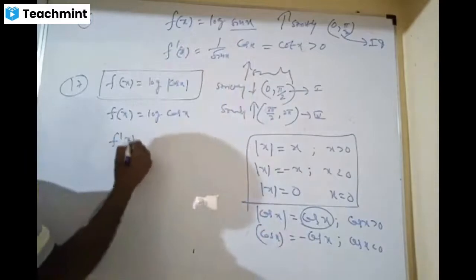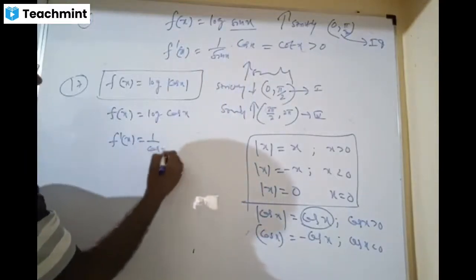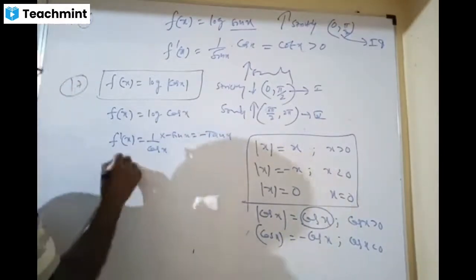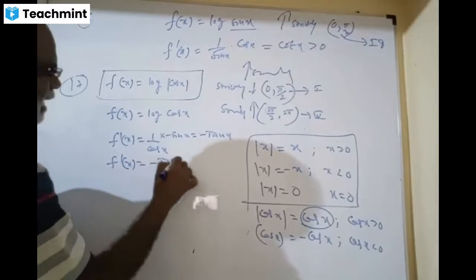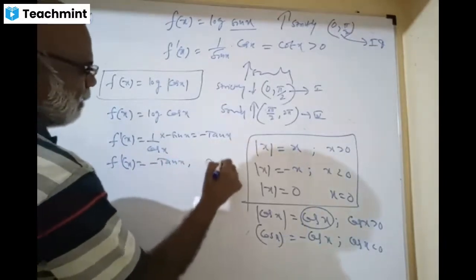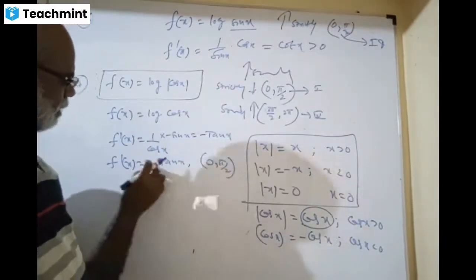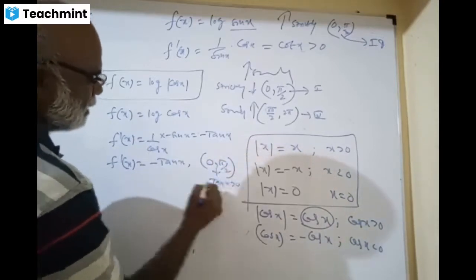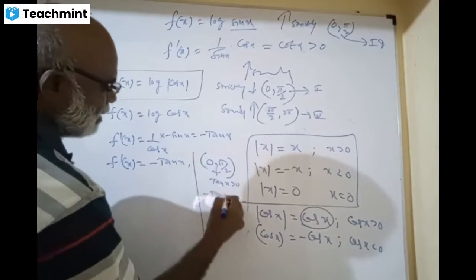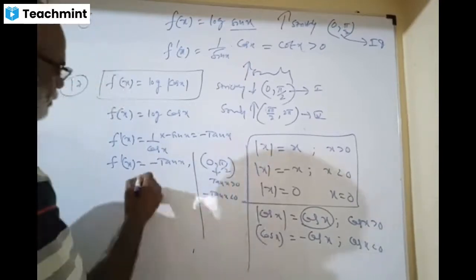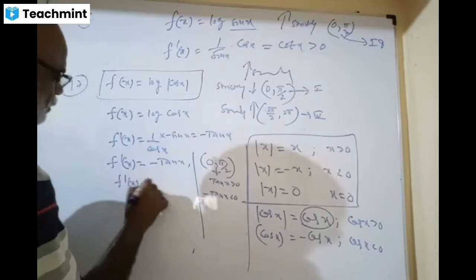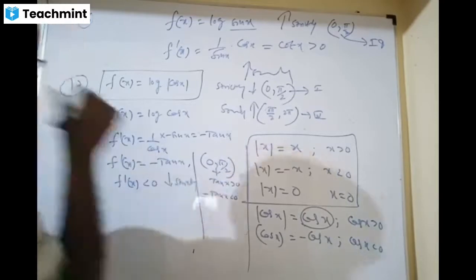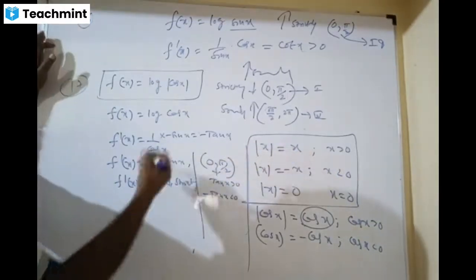F dash x equals 1 by cos x into minus sin x. That's called minus tan x. So f dash x equals minus tan x. On 0 to pi by 2, tan x is positive, but minus tan x is negative. Do you agree? Yes, sir. So it is strictly decreasing. Correct? Yes, sir.